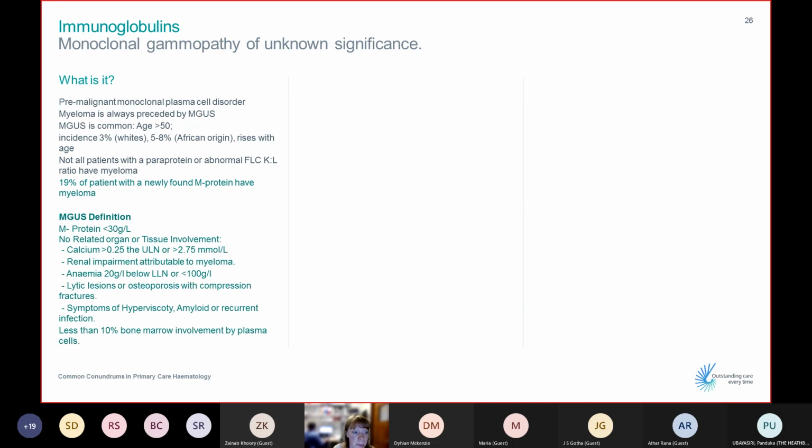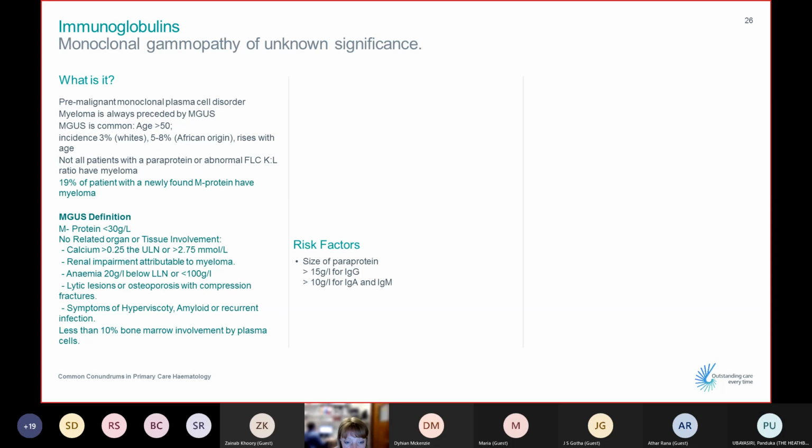How do we define MGUS? It's an M protein under 30 grams per litre with no related organ or tissue involvement. By organ or tissue involvement, we mean no hypercalcemia, no renal impairment, no anemia, no lytic lesions or osteoporosis with compression fractures, and no symptoms of hyperviscosity or recurrent infections. Technically included in the definition is a bone marrow infiltrate less than 10%, but this is something that we consider in clinic rather than in the primary care setting.